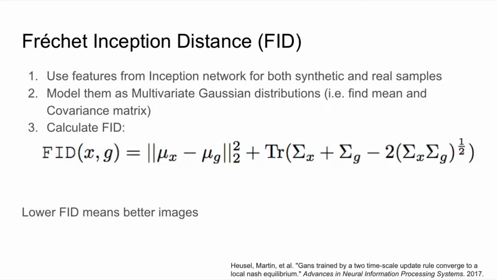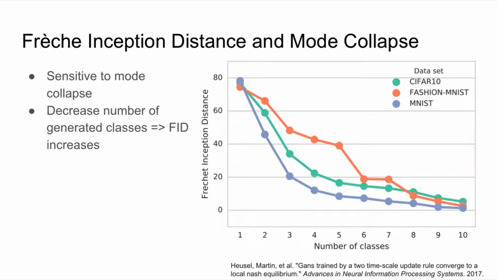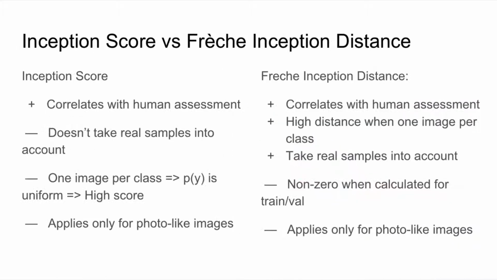Then we compute FID with the equation on the slide, as the difference of means and the trace of the square distance of covariance matrices. The lower Fréchet inception distance, the better is synthetic image quality. Fréchet inception distance was shown to be sensitive to mode collapse, which is good for us. When our generator samples images only from a subset of classes, the FID starts increasing.